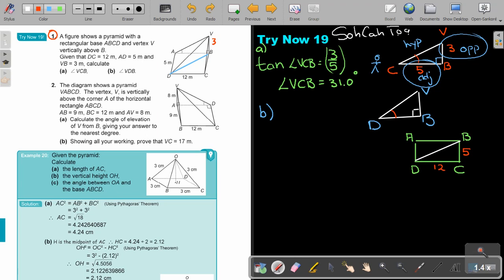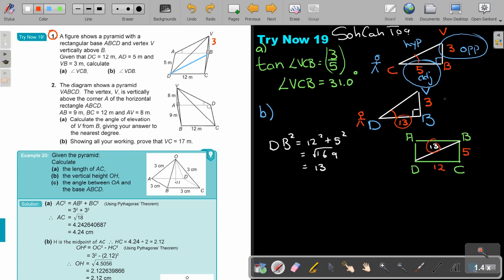So I can just do it with Pythagoras by saying dB squared is going to be 12 squared plus 5 squared, which is going to give me the square root of 169, and that's going to be 13. So that's 13. That's dB. So it means that that is 13. That 13 is that 13. Okay. I have VB. What was VB? That was 3.